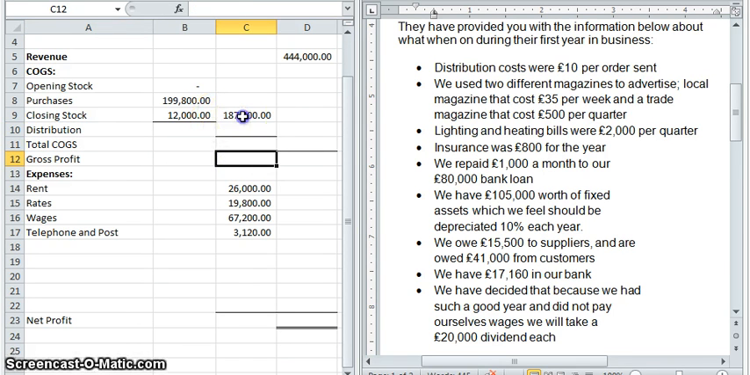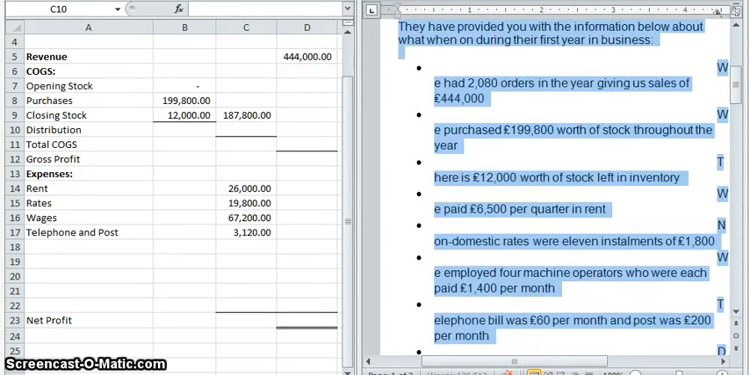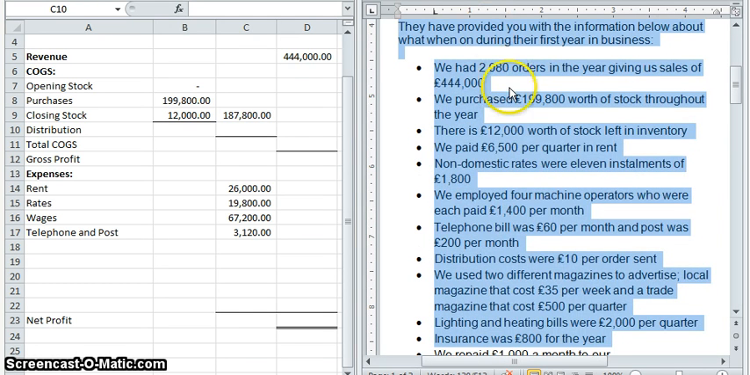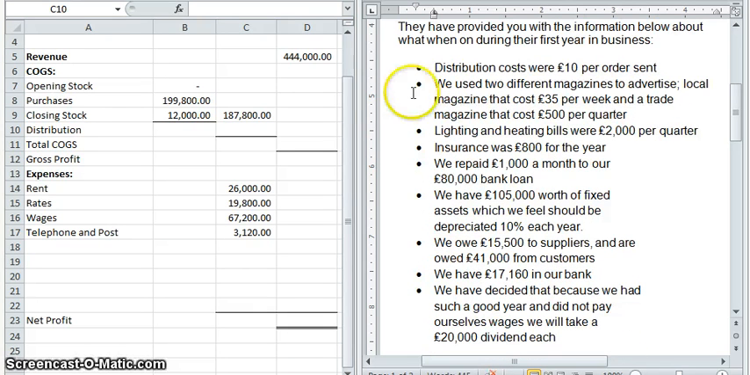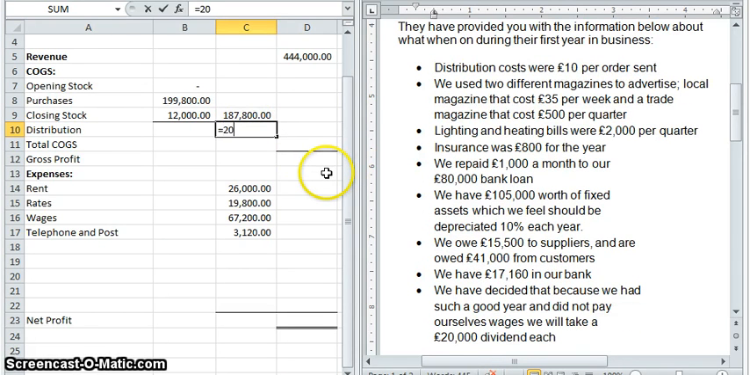We've calculated that this is what it's cost us to buy the products, but we need to add to that the distribution. It says that it's £10 per order, and we were told, if we just bring back some of these, that there was 2,080 orders in total. So here we simply have to take our 2,080 orders and multiply it by £10 each. Now we have all the information we need to calculate our total cost of goods sold. So we're going to take our initial cost of goods sold and add to it our distribution.